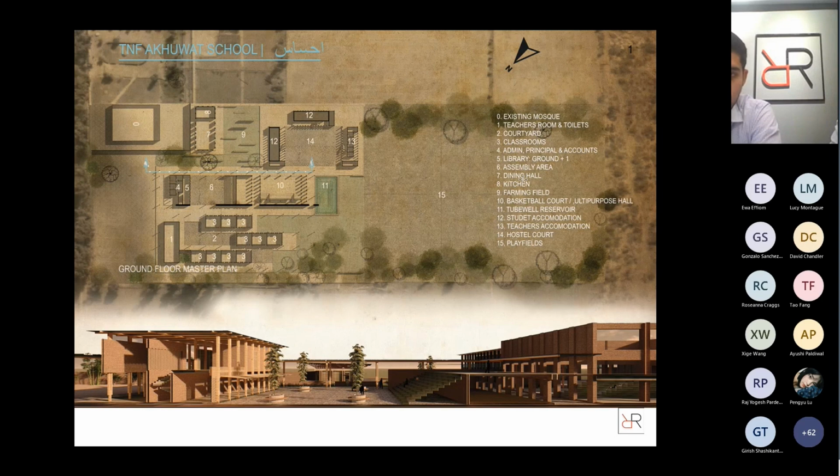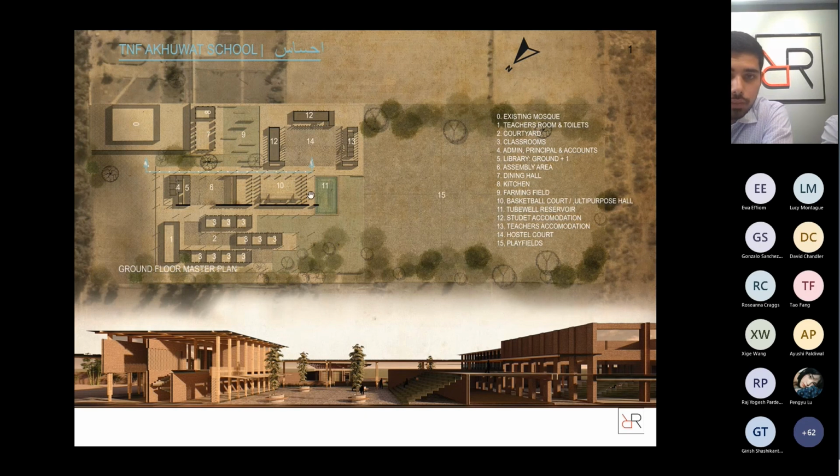And these were a few of the programs that were required. So there was a mosque, and there were teacher rooms, a toilet, courtyard, admin, assembly hall, and then the major aspect of our particular design was the tube well reservoir. So this is like a water body where our project culminated, which is the number 11. So this was the entrance, and the culmination was this water body.